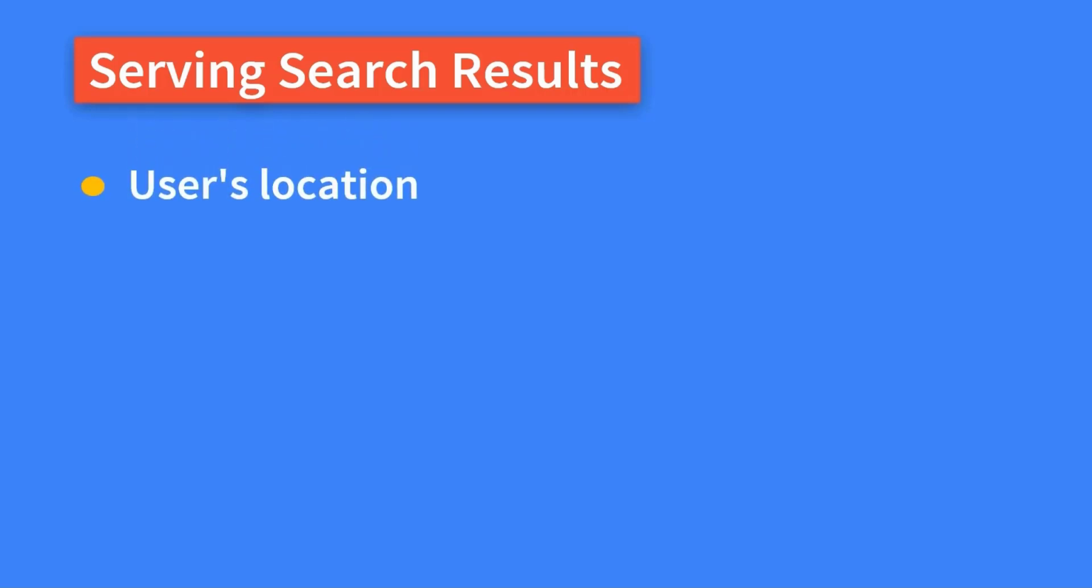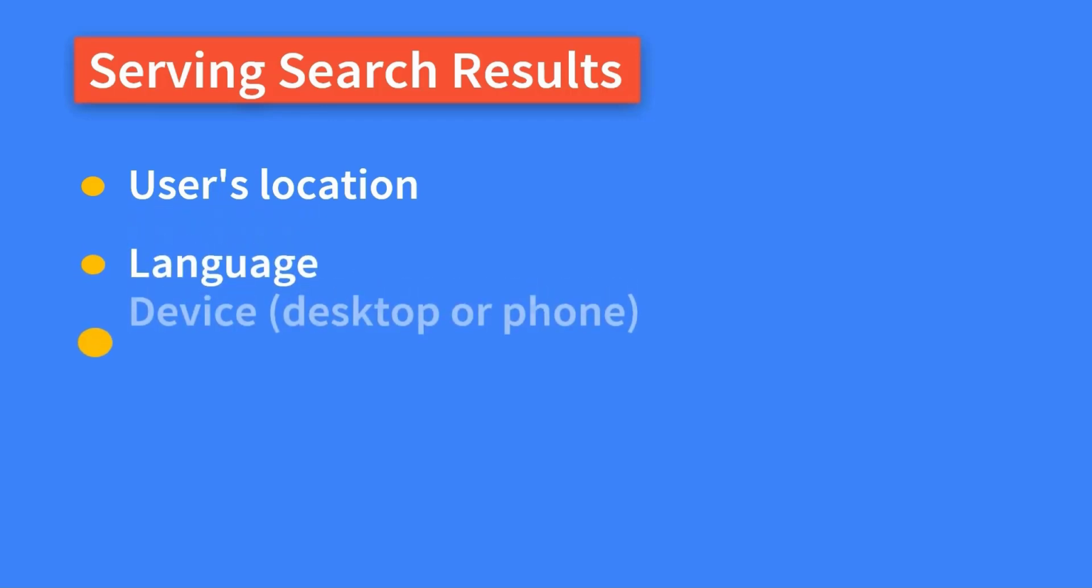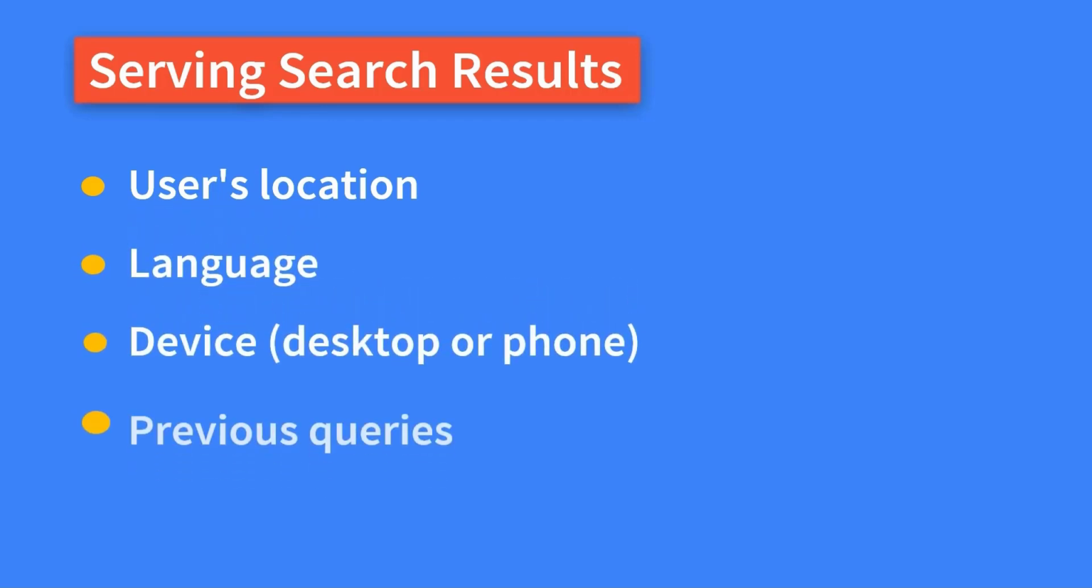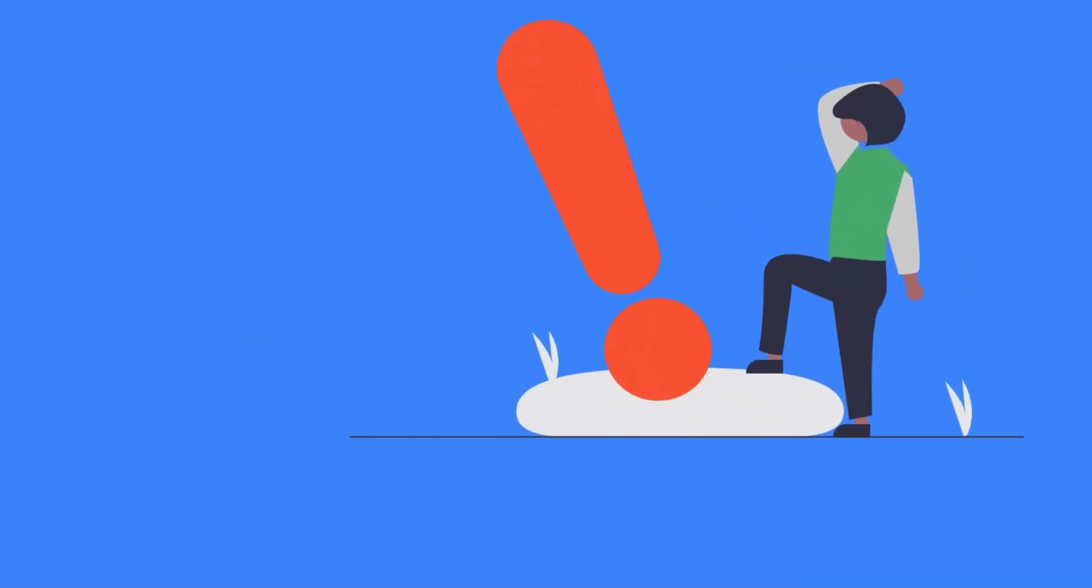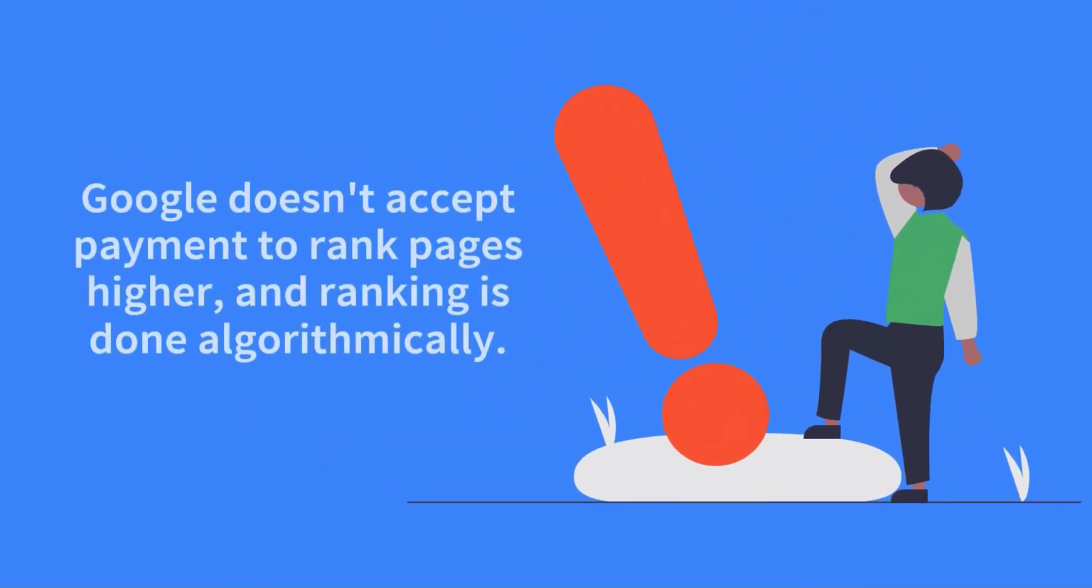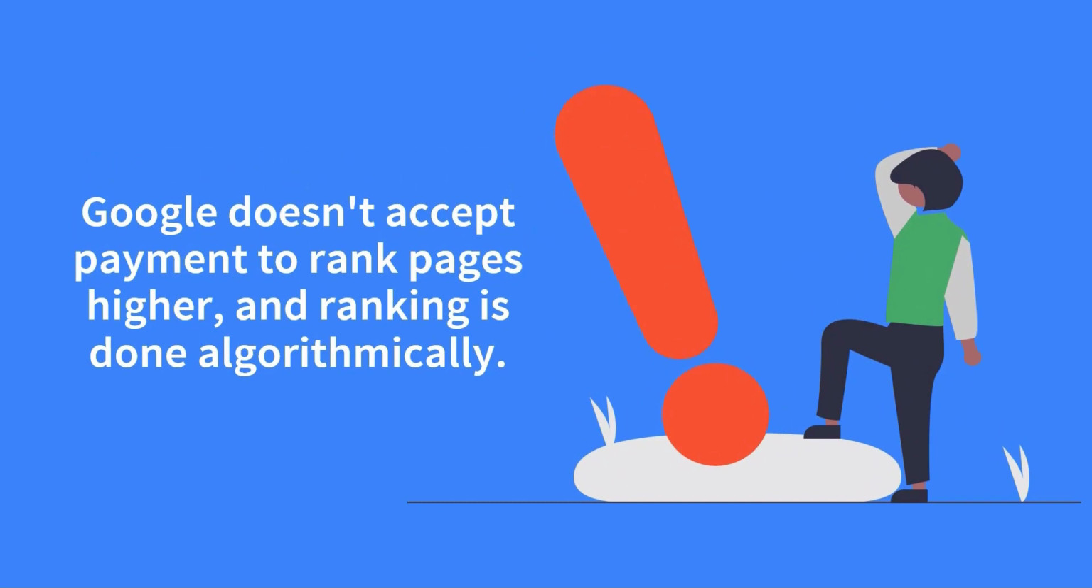These quality results are determined based on user location, language, device and user previous search queries. If you search for car repair shop, you will find different results in India and in US. One fact is Google doesn't accept payments to rank pages higher and ranking is done algorithmically.